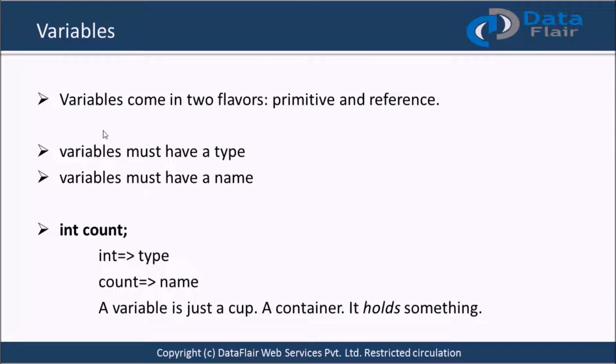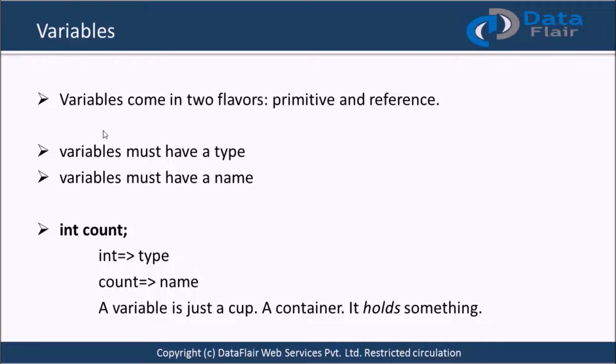The second type is reference. When you create an object, every object needs a reference. What exactly that means, we'll see in subsequent tutorials. But we have primitive and reference. Now, when we talk about a variable, it must have a type and it must have a name. Type will define the size and name will define how to call it.